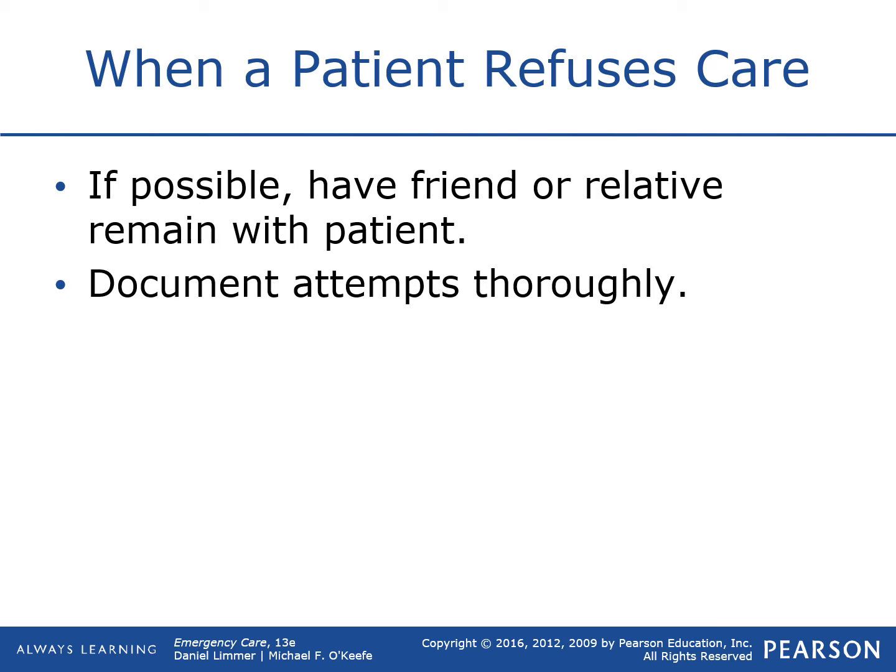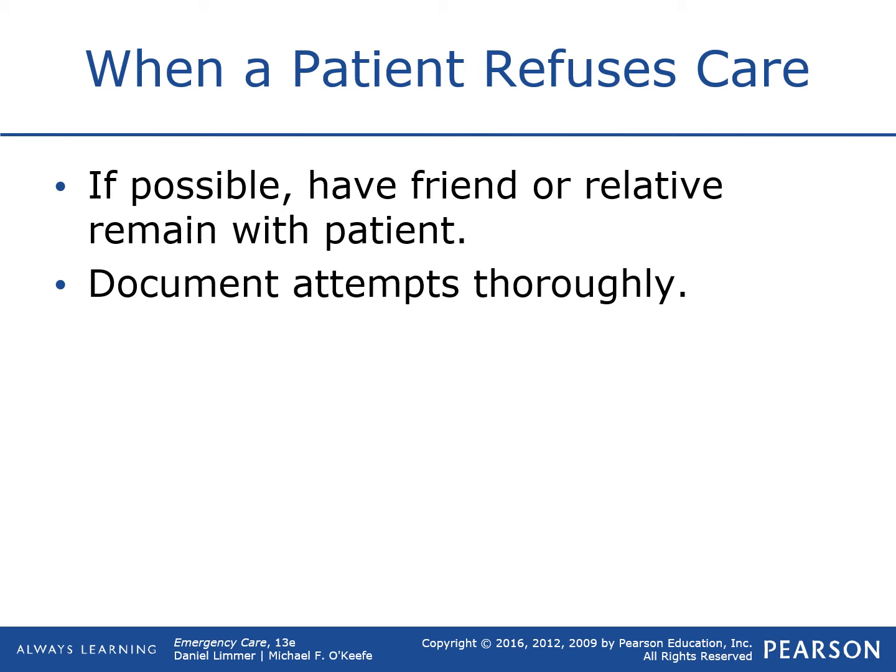So when a patient refuses transport to the hospital and you're going to leave them at their scene or the house, if possible, have a friend or relative remain with the patient. A big one we usually use is spouses, just someone that can watch the patient for several hours and be able to call us back if the patient worsens in condition. They can't call for themselves.